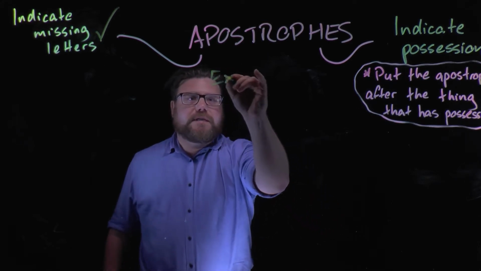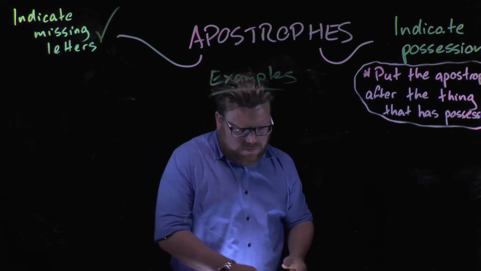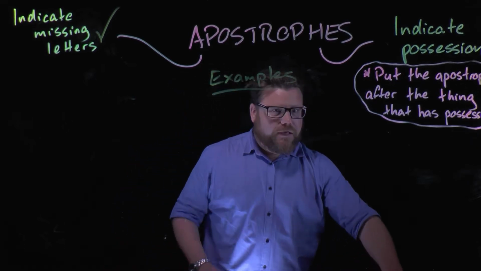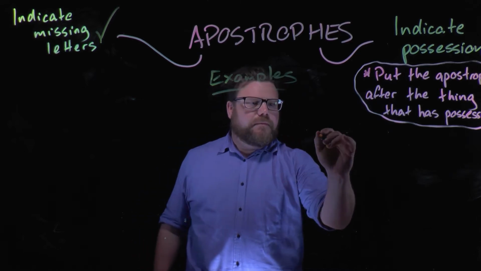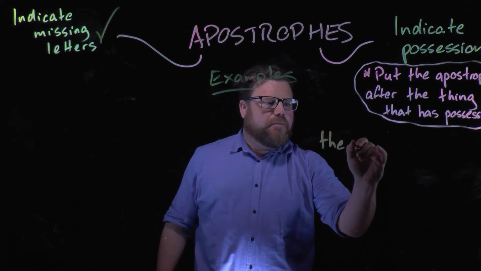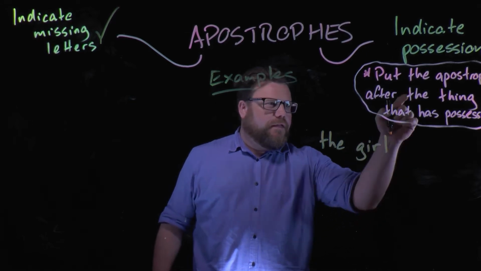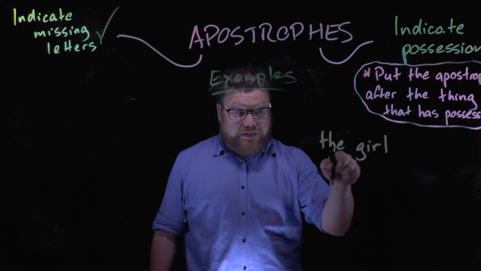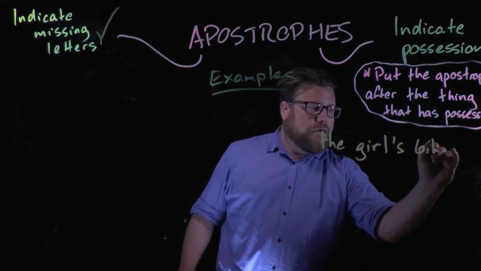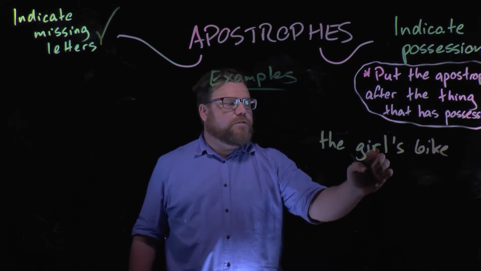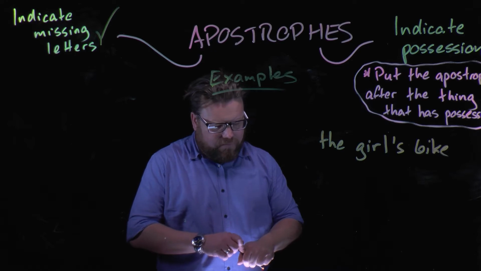So here we go with some examples. First of all, very simply, if you want to say the girl's bike, the bike belongs to the girl. So there's the thing that has possession, in this case the girl. So we have an apostrophe, the girl's bike. The bike belongs to the girl, so the apostrophe comes after the word girl.